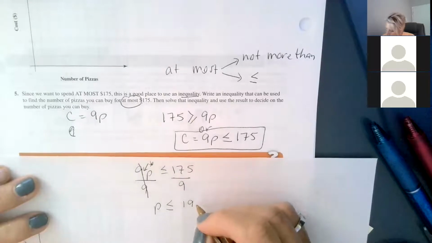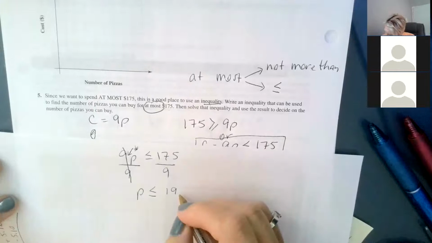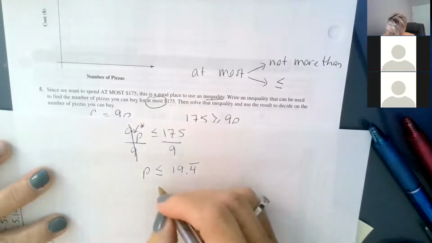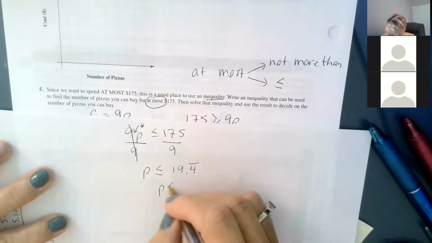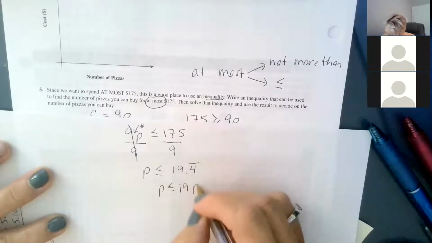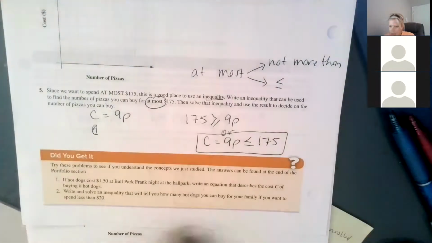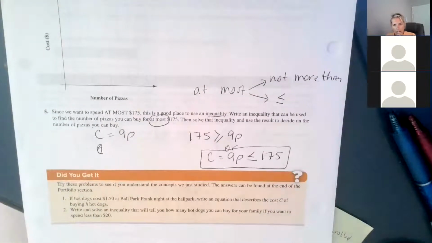Is that right, Stephen? 19.4 repeating. Yep. And we can't have part of a pizza, so we said that p has to be less than or equal to 19 pizzas. Okay. Any questions?